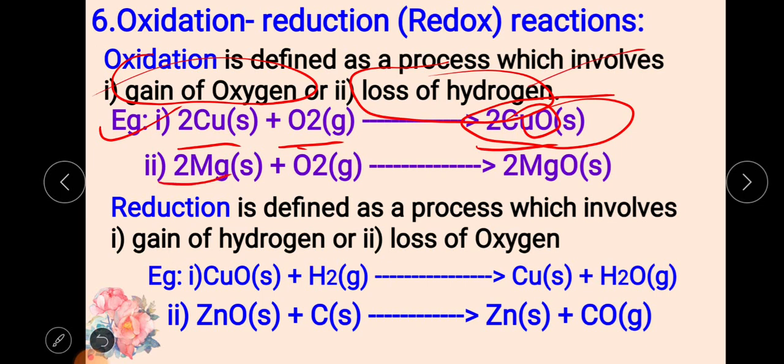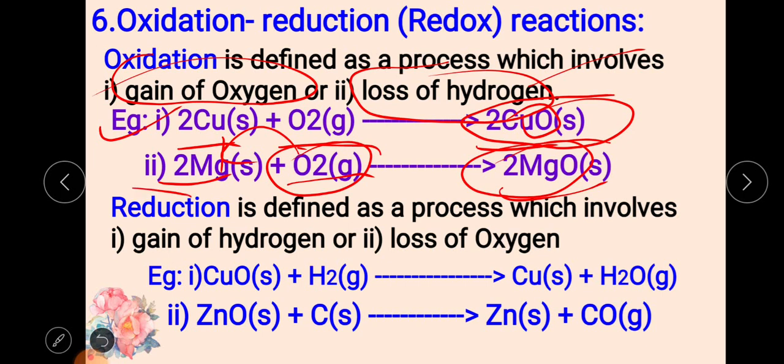Second example: magnesium reacts with oxygen, it gives magnesium oxide. Here also magnesium has gained oxygen, so it gives a product as magnesium oxide, MgO. Before it was magnesium only. After reacting with oxygen, it gave magnesium oxide. So it is also an oxidation reaction. The opposite of oxidation is reduction.